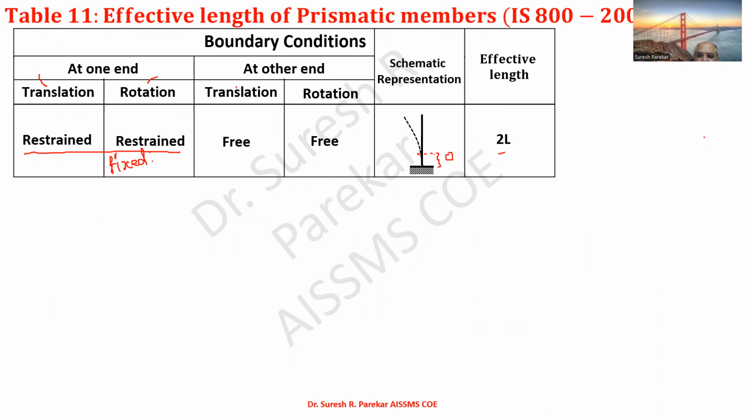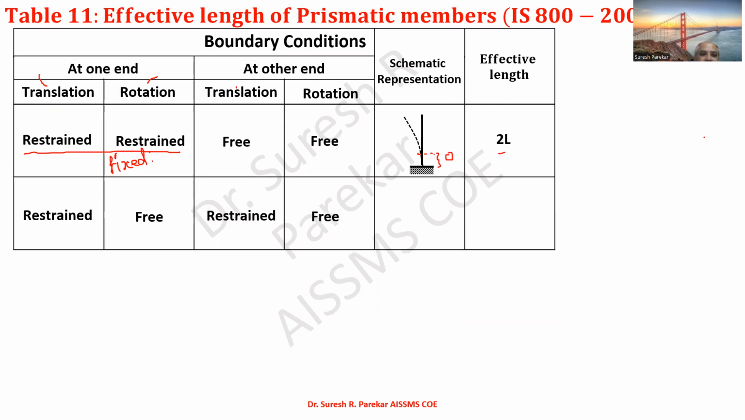Then mainly we are going to use 4 conditions. Then second, we have restrained in translation and free in rotation. So this support is hinged support or pinned support. Hinged or pinned, both are the same. Do not say hinge is different and pinned is different. Now here we again have restraint in translation and rotation, so we have here fixed. Free means this is a cantilever end.